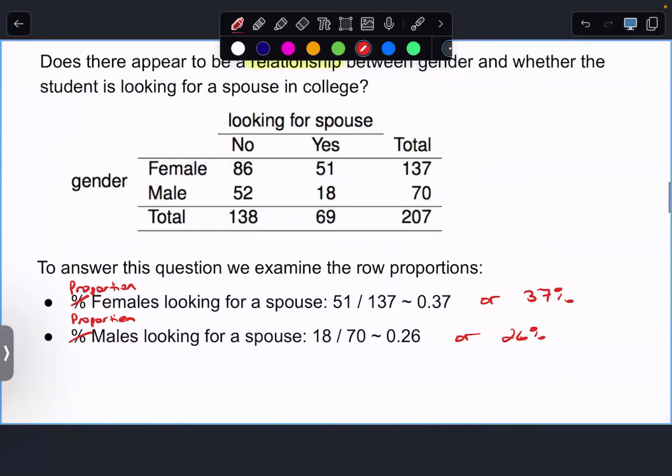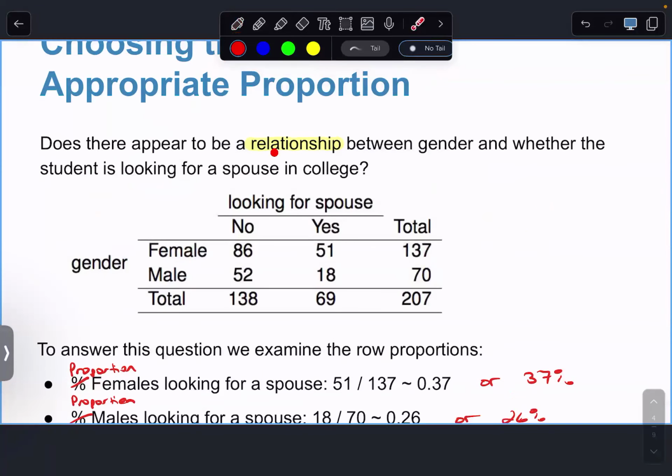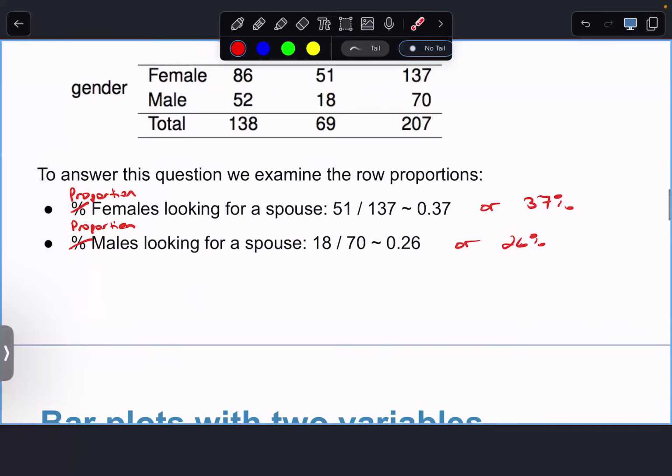Now, we want to talk about, does there appear to be a relationship here, right? Let's take it on the flip side and say, well, what would this look like if there was no relationship between gender and whether they're looking for a spouse in college? Then, if there was no relationship, we would expect these to be the same, right? Relatively the same or close enough, right?